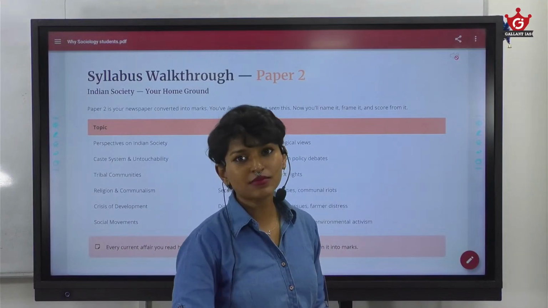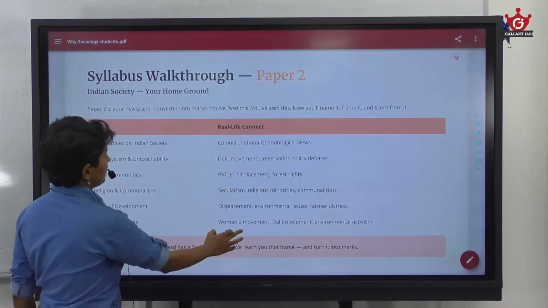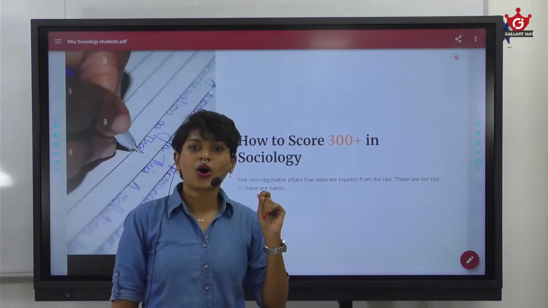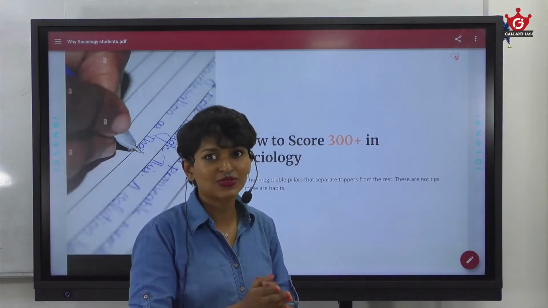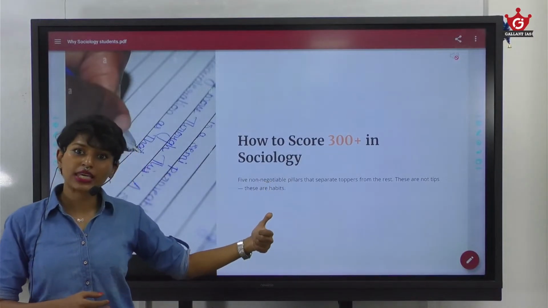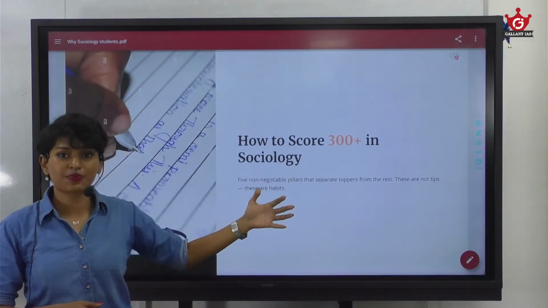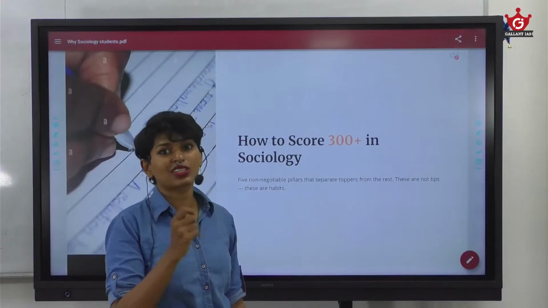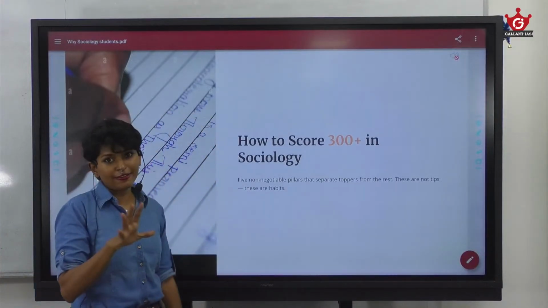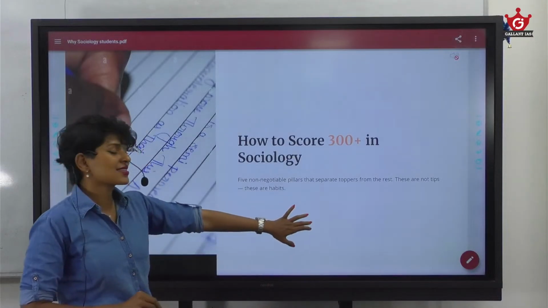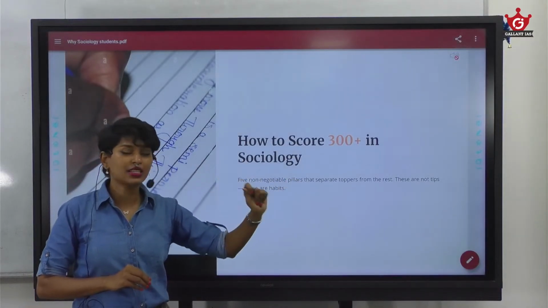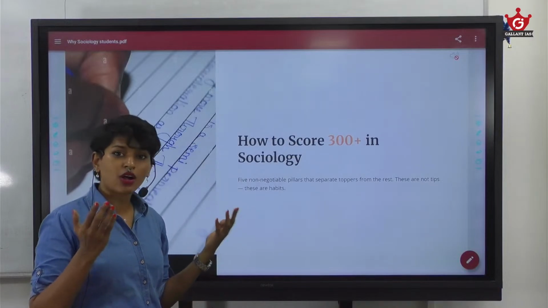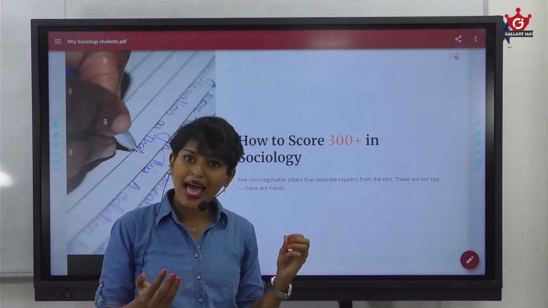Now let's move to the next slide. As I told you, one of the reasons I gave you for opting for sociology as your optional was this: you would be able to score high, that is 300 plus. I would tell you step by step how it is possible. Let me give you 5 strong pillars that would be separating toppers from the rest. I would say these are actually not tips, these are habits you can build.